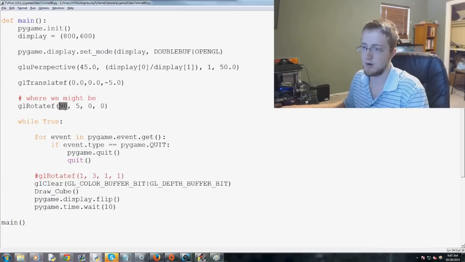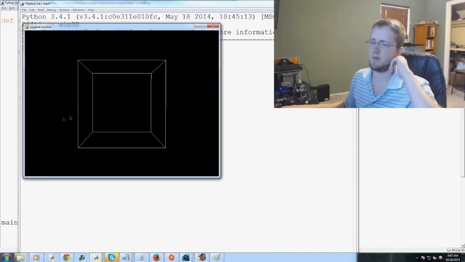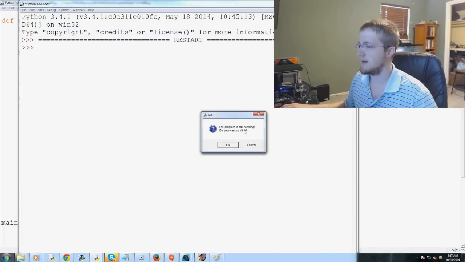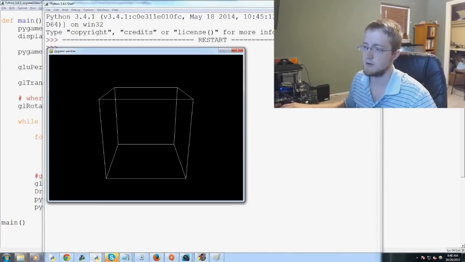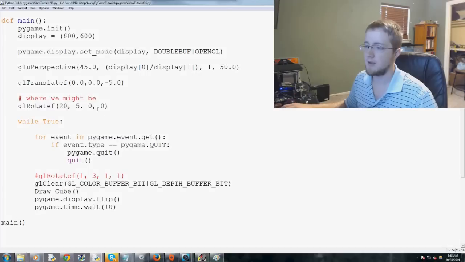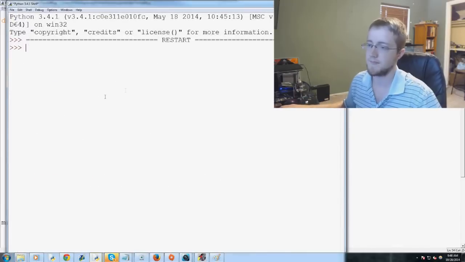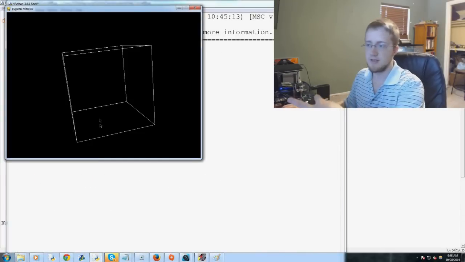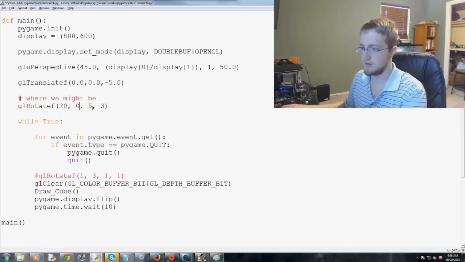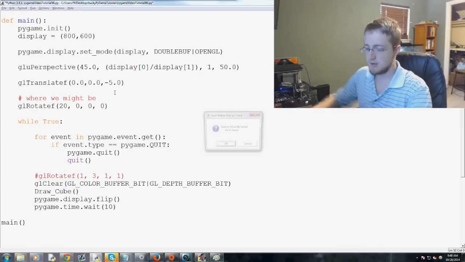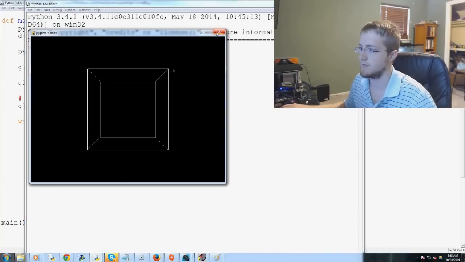For example, we did 1 degree before, or I forget what we had before, but I think we had 20 degrees. It was like this, and then maybe X was 1 or something. I can't remember. Anyway, you can do that. Then we can also move this to 5 and this to 3, and now you can see it's a completely different view. So that's the rotate. Let's reset this to 0, 0, and 0, so we're back at pretty much a frontal view.